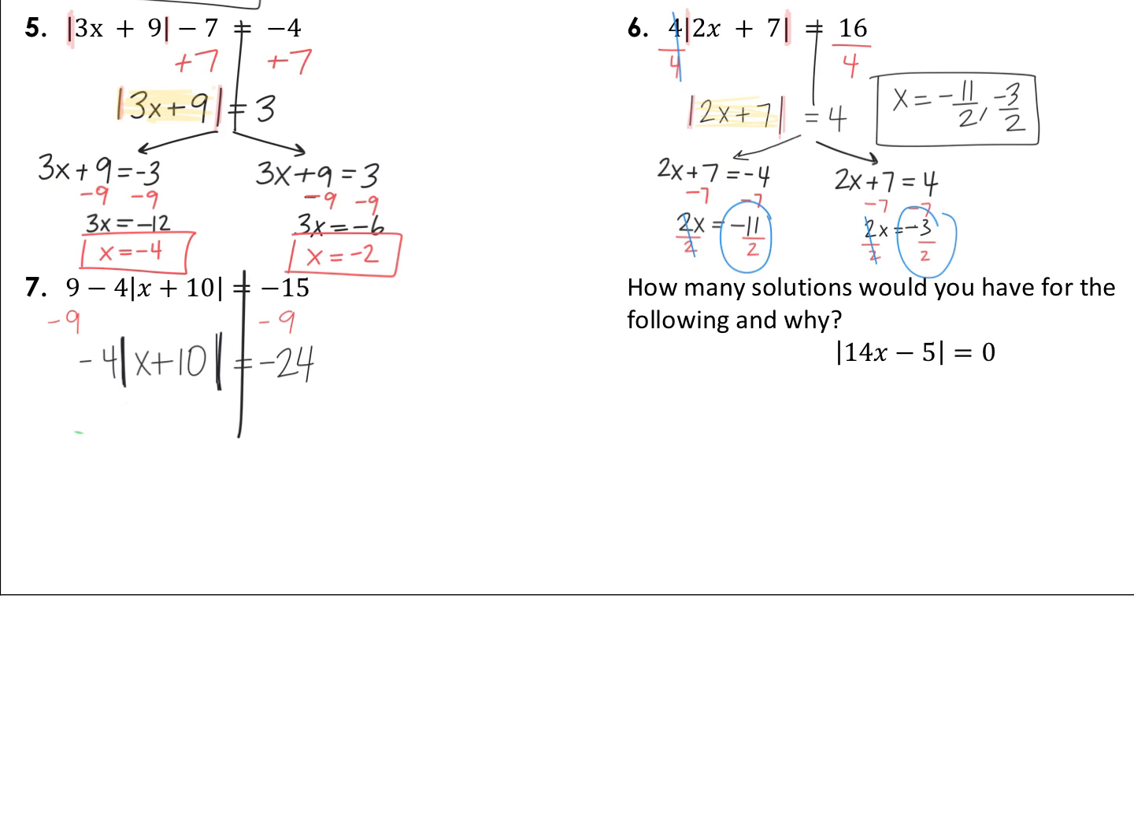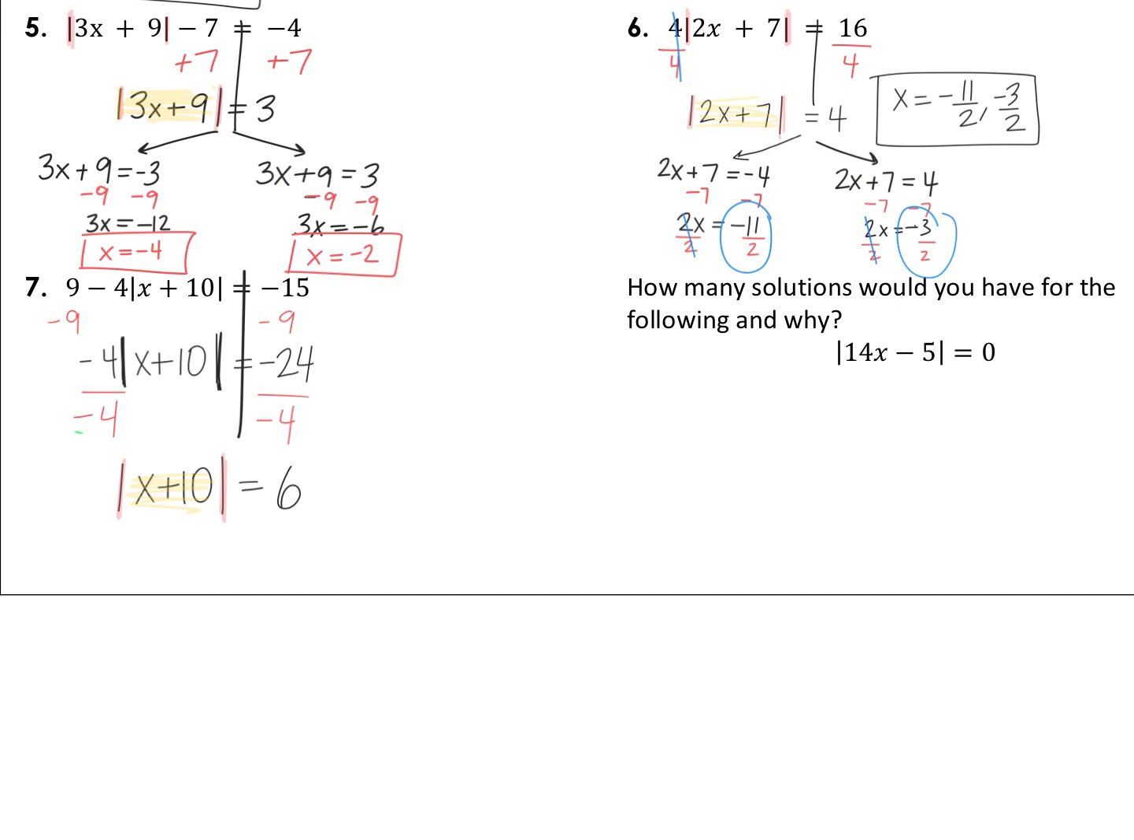Do you add 4 to get rid of it? No, it's multiplication, so you should divide. Then your bars will be alone. So I end up getting positive 6, which is why you should wait until this step to decide if it's going to work or not. Because now that I have the absolute value equal to a positive, I know that I'm good and I can split it up.